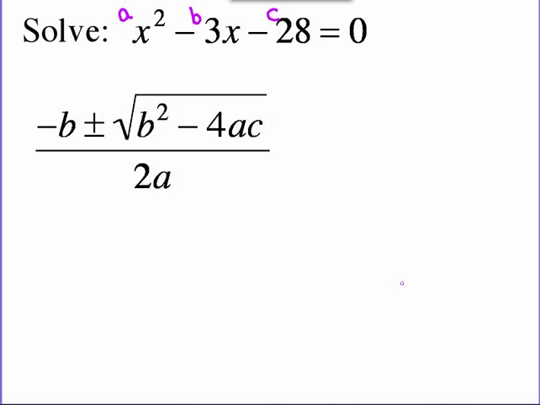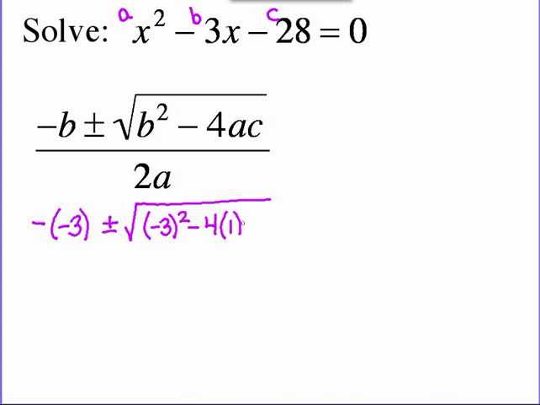Notice that I put the numbers so that the negatives are included. They do count. So the first one says negative b, so you've got the negative of negative 3. That's negative b, plus or minus the square root of b squared, which is negative 3 quantity squared, minus 4 times a times c, all over 2 times 1, or 2a.